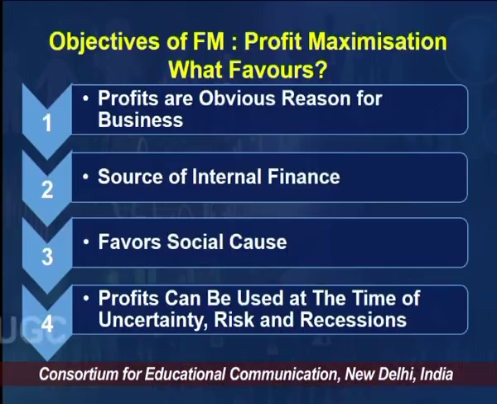The fourth point in favor of profit maximization is that profits can be used when there is an uncertainty like corona, periods when there is a risk of non-compliance or not meeting financial obligations, or recession. In all those times, profits would help a business to sustain and run. That is why financial management should target to increase profit. These were the points in favor.